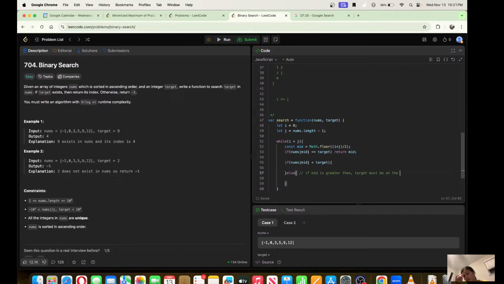If the mid is greater than the target, then the target must be on the left side, right? If it is less than the target, look at the right. If nums[mid] is less than target, then I need to look at the right side. Target must be on the right side. So if I want to look at the right side, then I must do i equals mid plus 1, and j should be the same. But if I want to look on the left side, then j should be equal to mid minus 1.